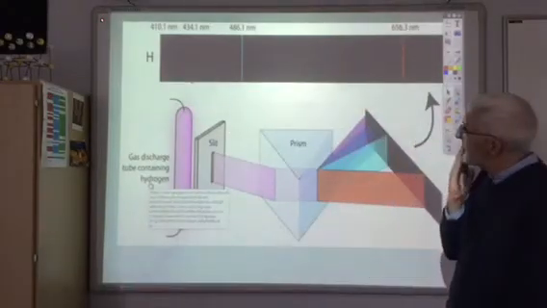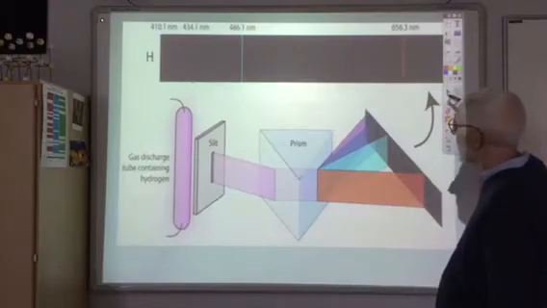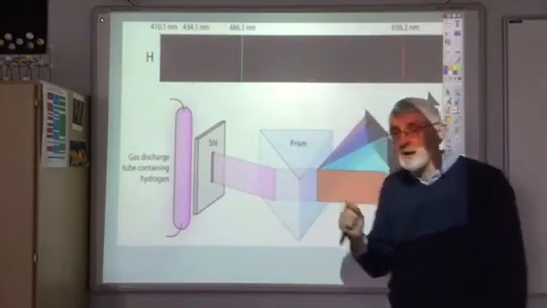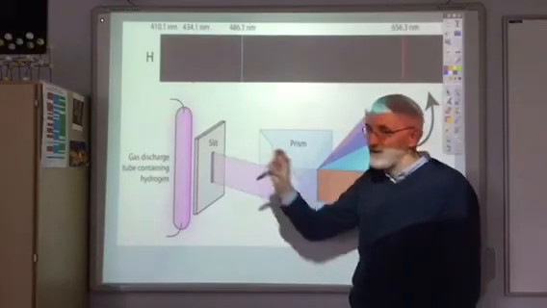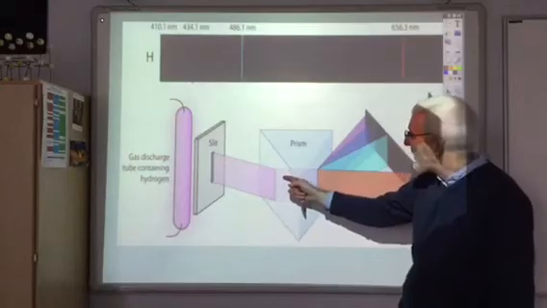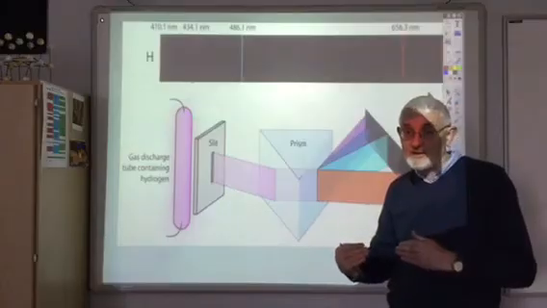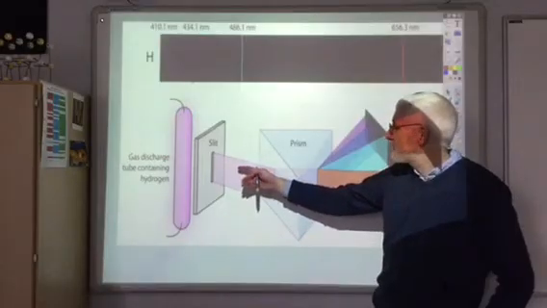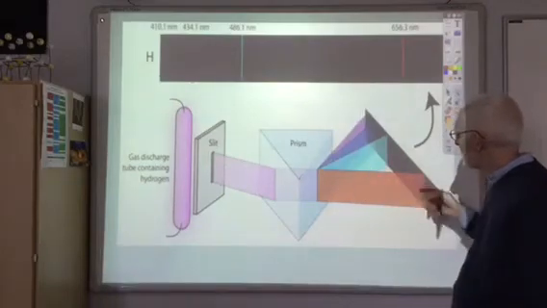Let's have a look at this picture. This is showing the atomic emission spectra of hydrogen. So we pass electricity through a tube containing hydrogen, and it gives out pink light. Pink light is passed through a slit just to turn it into a nice narrow beam, and then if we pass it through a prism, the prism splits the light up into all its different wavelengths, just like passing white light through a prism produces a rainbow. So if we pass the pink light through the prism, it splits it up into all the different wavelengths.